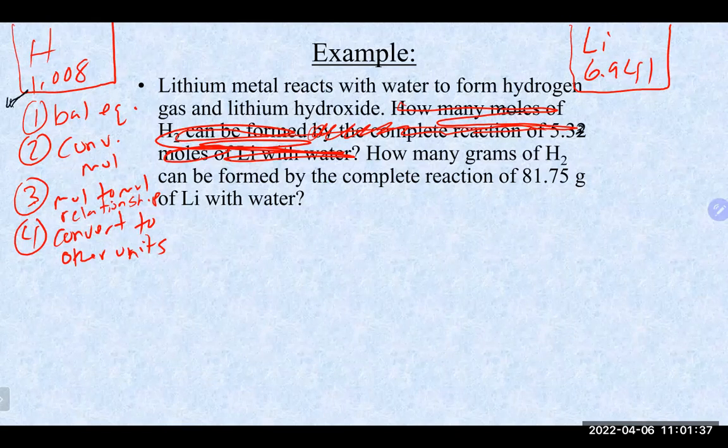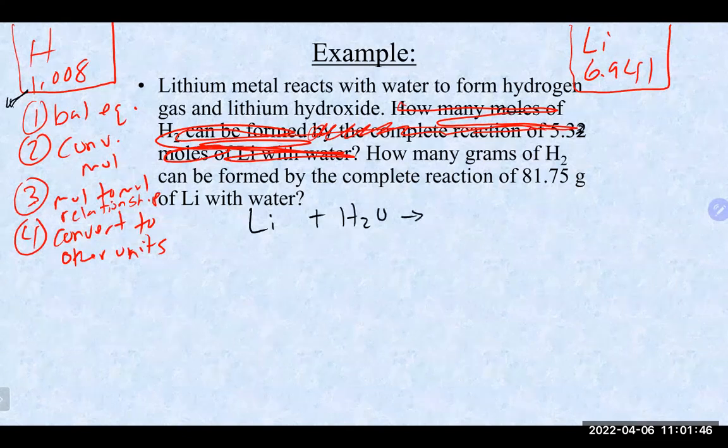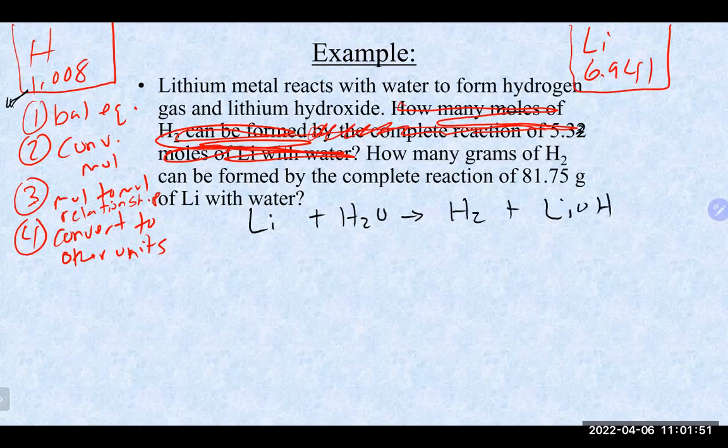So we want the balanced equation here first, and obviously we're using the same equation as previous there, which was our lithium and our water, making our hydrogen gas and some lithium hydroxide. I believe there were some 2s going on here, I think. So that is always the first step. Second step is to take whatever they gave us, which in this case is 81.75 grams of lithium, and convert it to moles. So obviously in this case, we do need to do that because it's in grams.